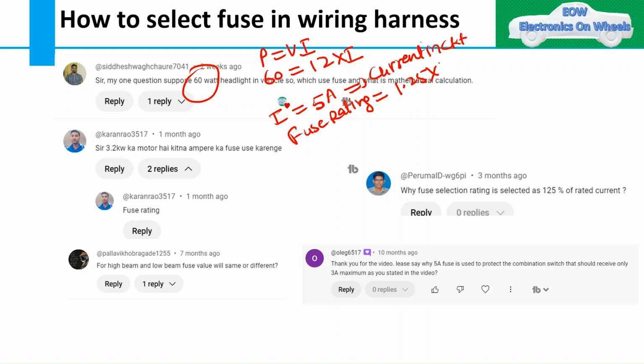Fuse rating is 1.25 into continuous current. So if you take 1.25 of 5 amps, it will come around 6.25, right? As I told you, 6.25 you cannot use as a fuse. Either you can use 7.5 amps of fuse. This particular fuse is also available in the market. Some of the OEMs use 7.5 amps of fuse also, but most of the OEMs, when you have the fuse rating above 5 amps, go with the 10 amps of fuse, because this particular fuse is mostly available in all the markets.